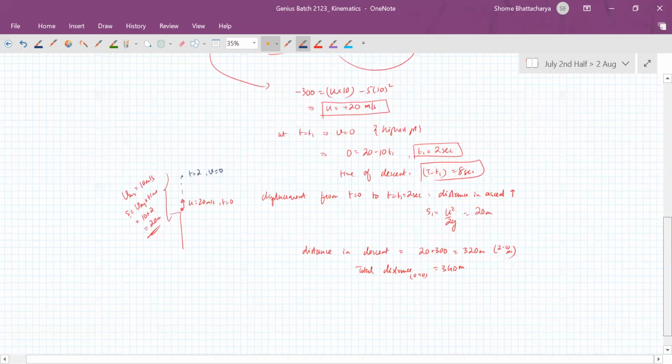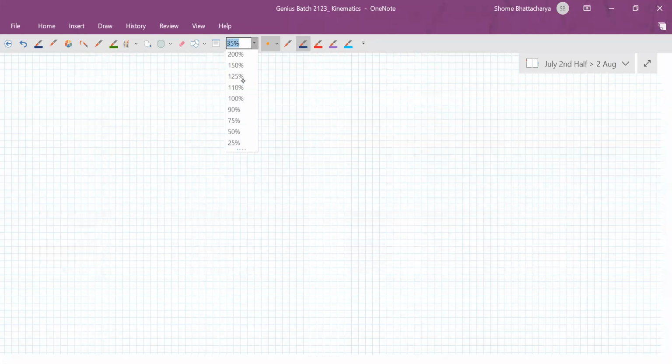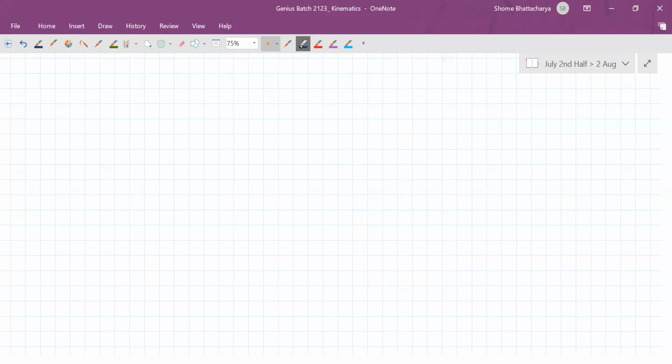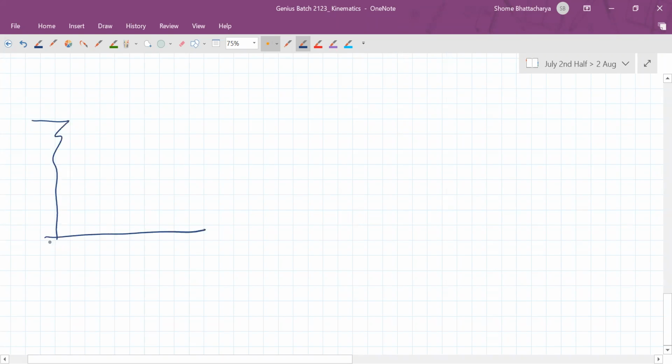Now, another way we can solve the same problem. In fact, another couple of ways we can solve the same problem is minor variations in how we choose our reference frame and all. So another thing we can do is take our origin here and take our y-axis like this.